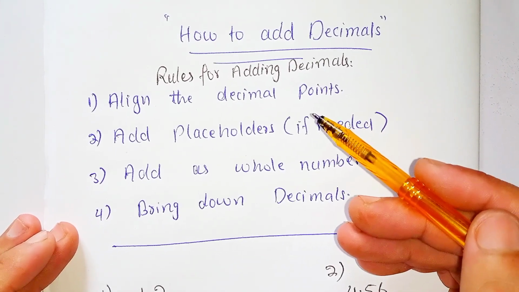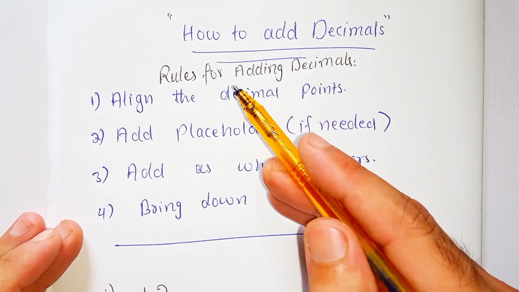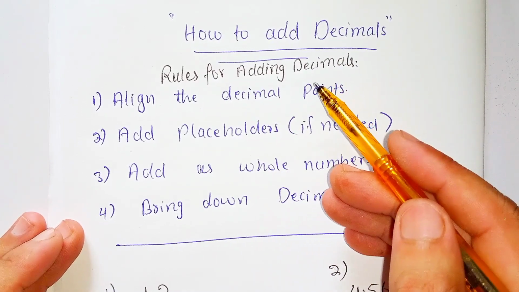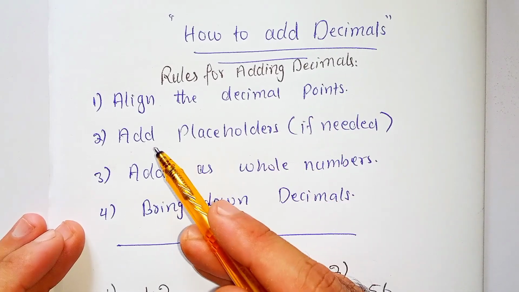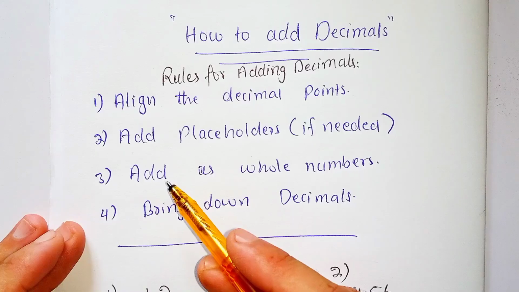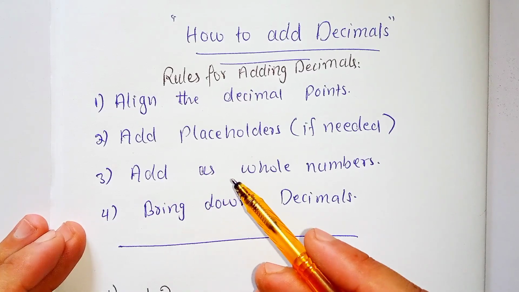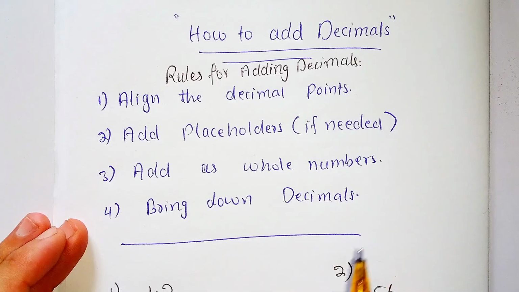In today's lesson, I am going to share with you how to add decimals. So there are certain rules for adding decimals. The first rule is to align the decimal points. The second rule is to add the placeholders if needed. The third rule is to add the decimals as whole numbers. The fourth rule is to bring down the decimal point.